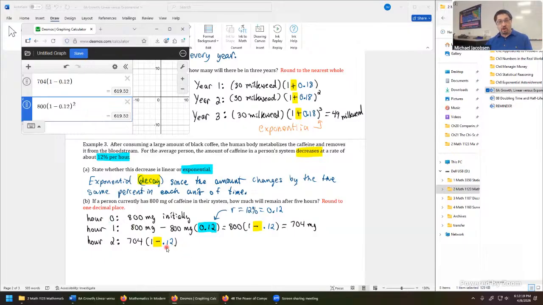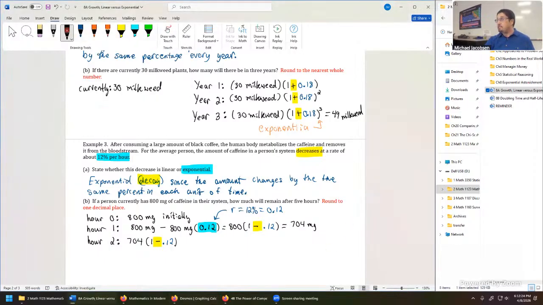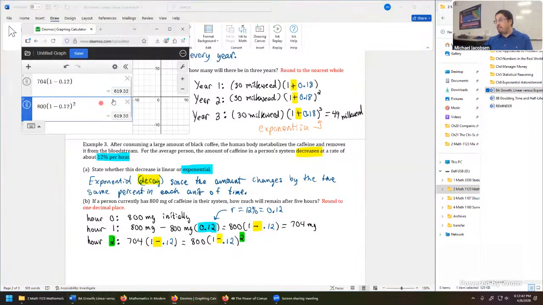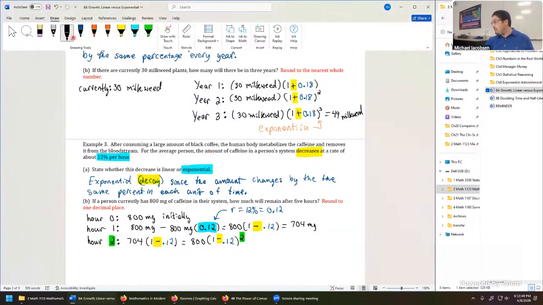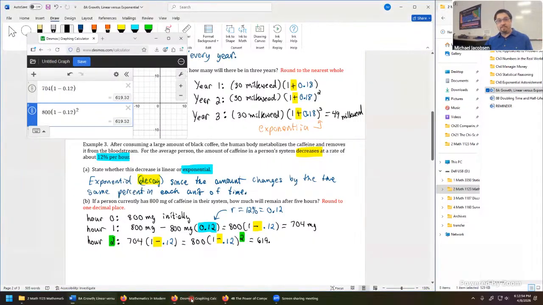You can write out this way, walk to the final answer step by step, or you can just say simply that this is really 800 times 1 minus 0.12. On hour 2, we're at power 2. And that gives us the same exact figure, 619.52. No coincidence at all that these are identical. So 619 point, and I forgot the decimal, 52 milligrams.